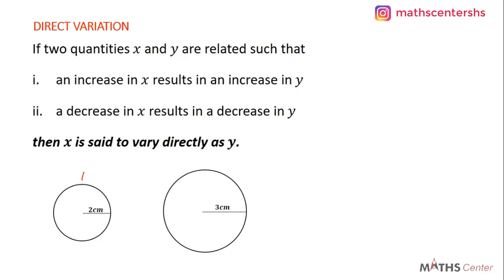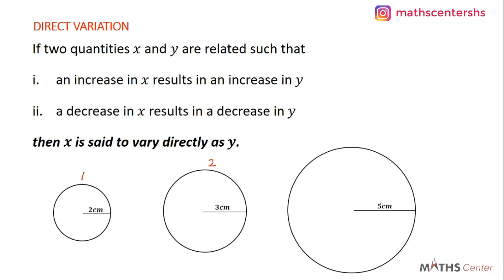We will call this circle 2. Circle 2 has a radius of 3 centimeters. And we will call this circle 3. Circle 3 has a radius of 5 centimeters. So we have circle 1, circle 2, and circle 3.